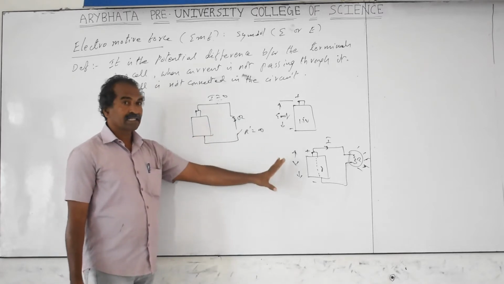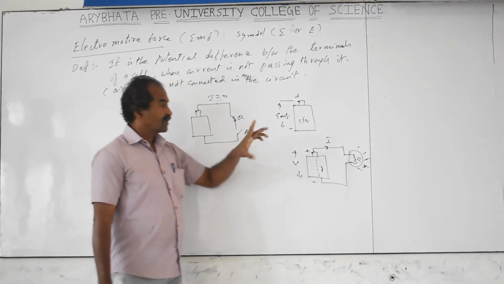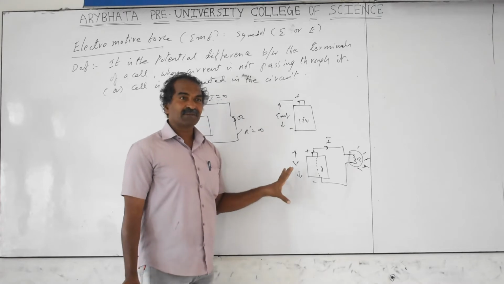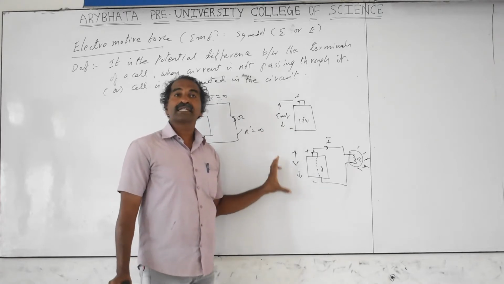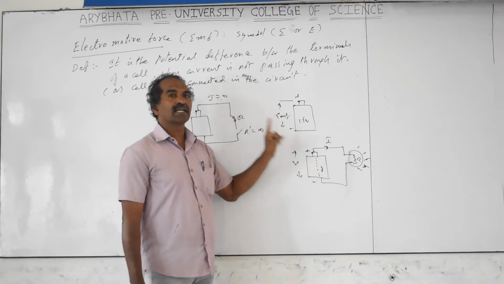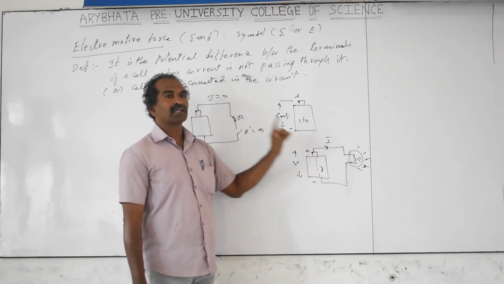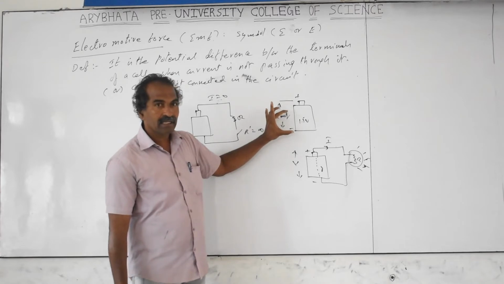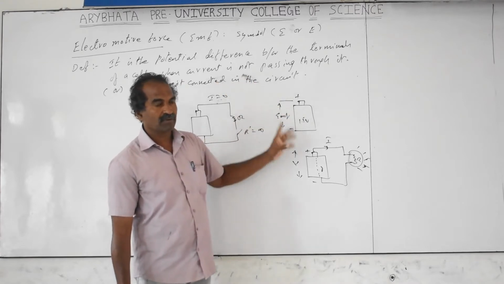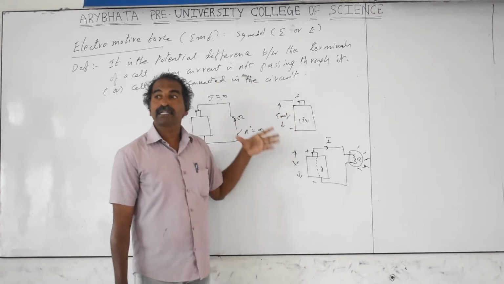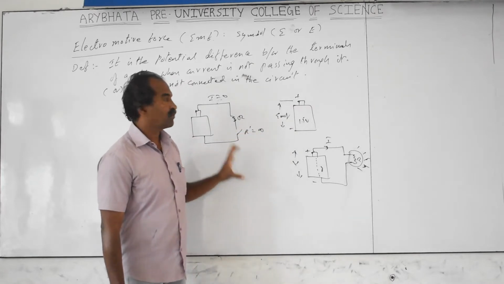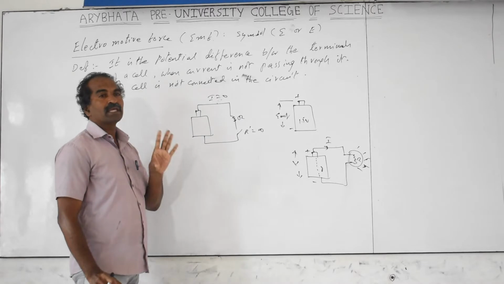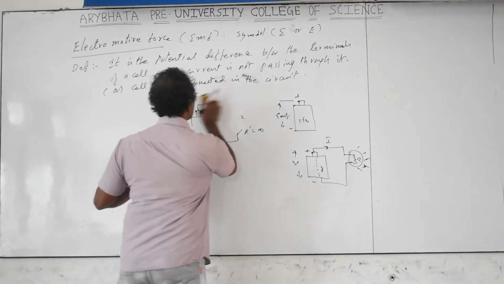The cell is connected to a closed circuit, but current is not passing through it. Even when current is not passing, we can measure the EMF. The condition is that current should not pass through the cell. Then whatever voltage you measure across the cell is equal to the EMF. Whether the cell is connected to the circuit or not, when current is not passing through the cell, the potential difference across the cell is the electromotive force.